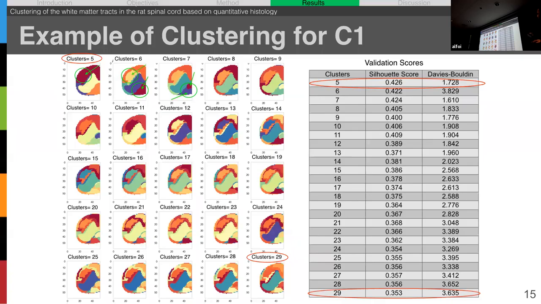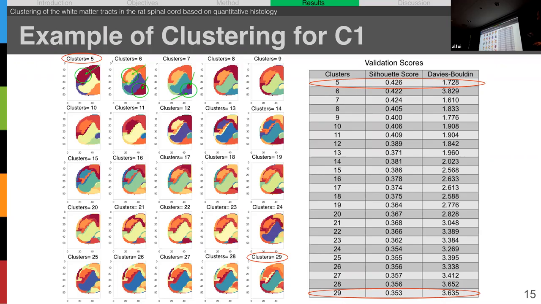Furthermore, for the clusters, we also want to look at the validation scores and the propagation between them. You'll see that at five clusters, we have a silhouette score of 0.426, where one is the highest you can get for the silhouette score. When we're looking at 29 clusters, it's 0.353. Obviously, the more clusters you have, especially if it's taking into account sparse pixels here and there, the score will decrease.